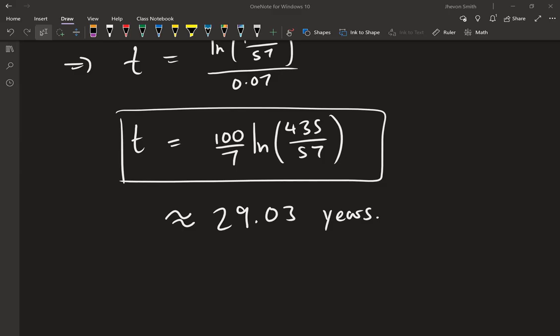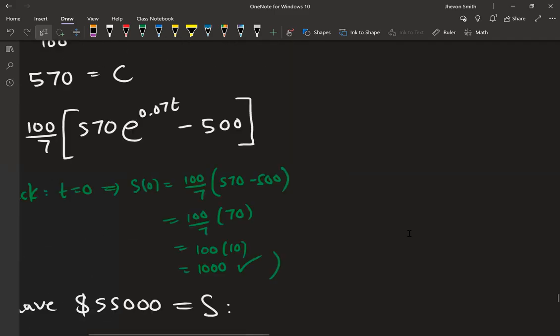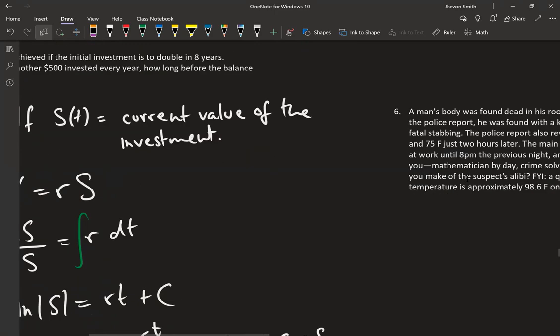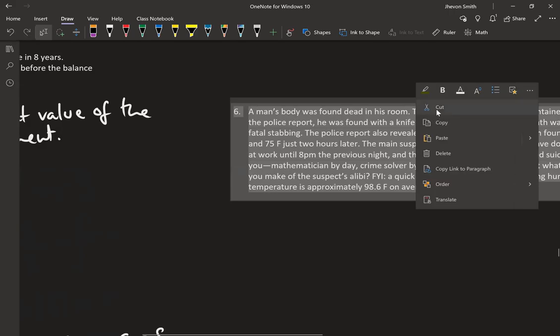But yeah, that's just that one application. And again, we spoke about these sort of applications already. So nothing much else to say there. What we're going to do now is one final problem.